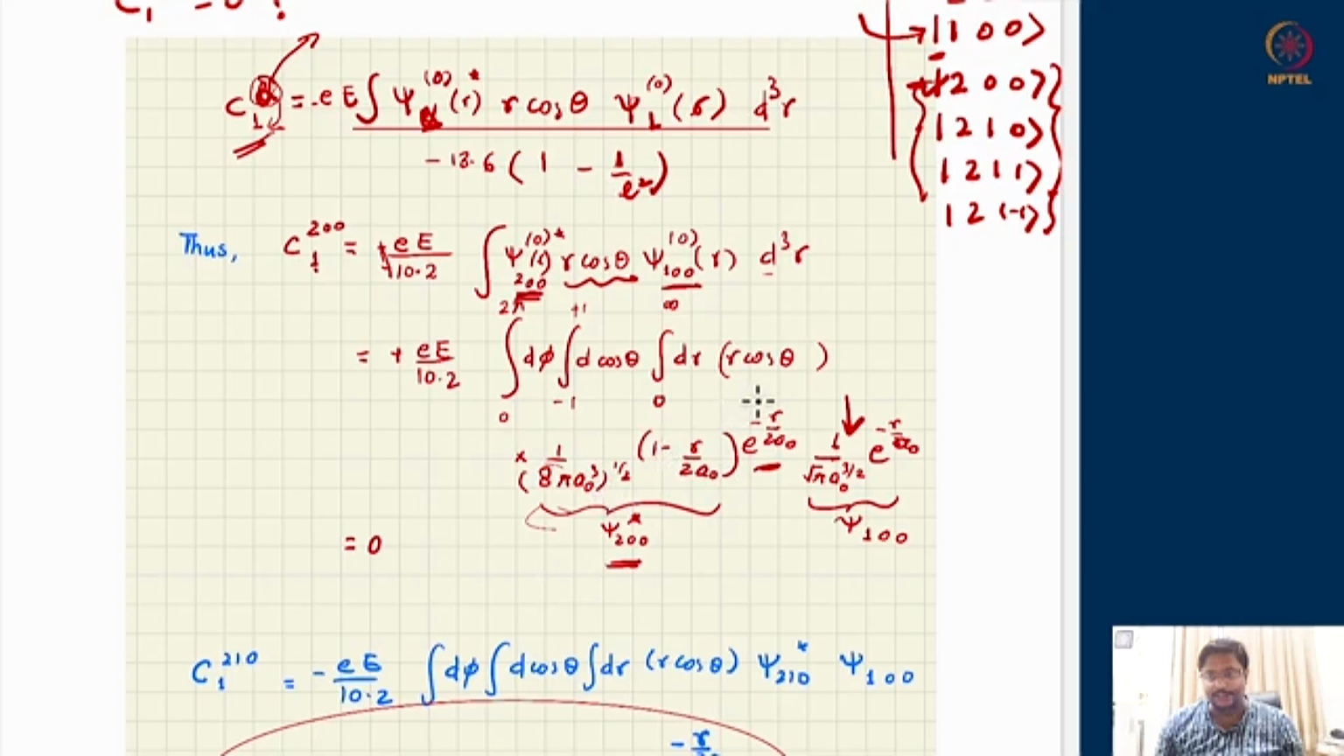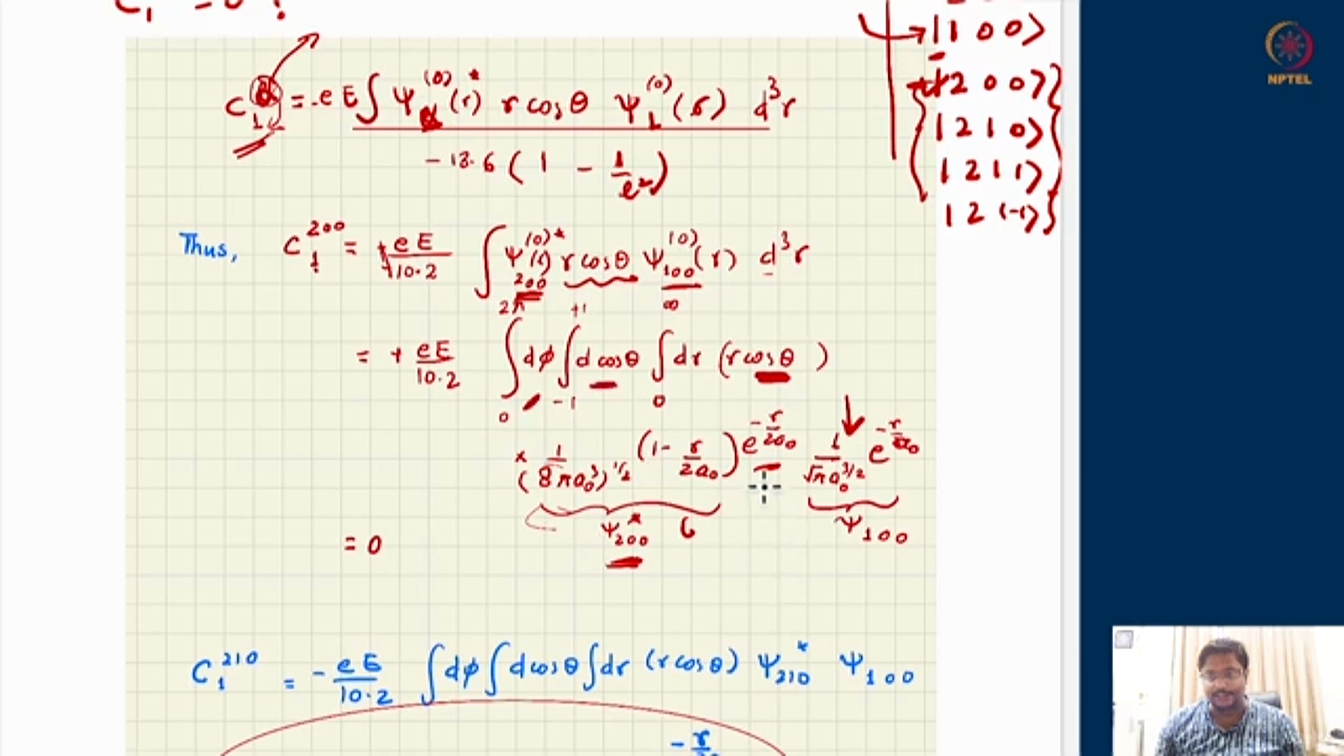Again the same thing. You see, this psi 200 does not depend on theta. It is free of theta. It only depends on r. Psi 100 is again free of theta. So like before, the d phi integral going from 0 to 2 pi will give me 2 pi. But the d cos theta integral, previously it was vanishing because of the cos theta appearing in the Hamiltonian. Only one cos theta was appearing.